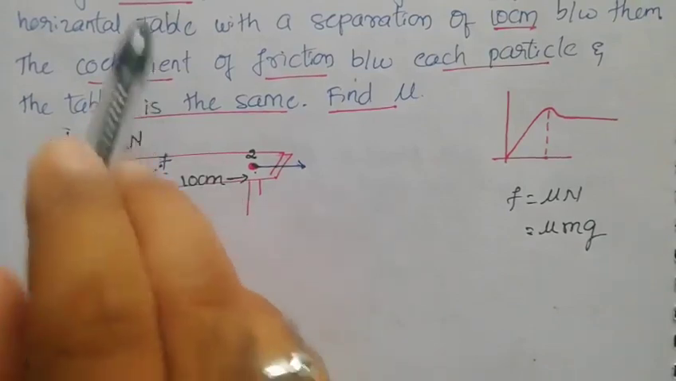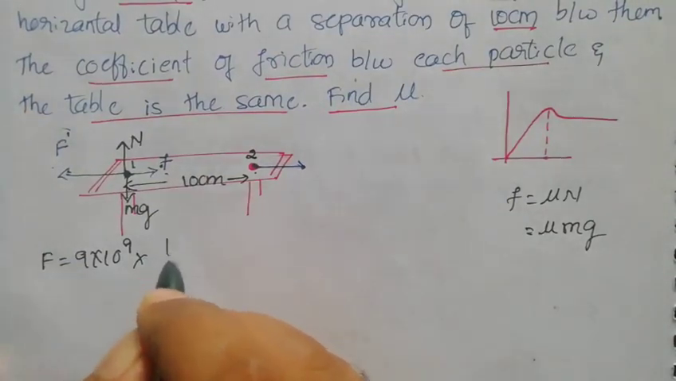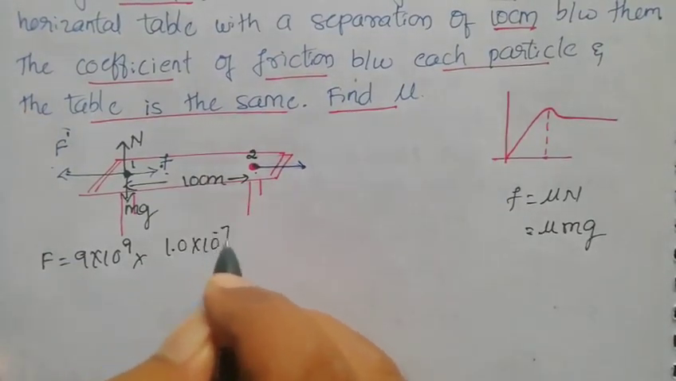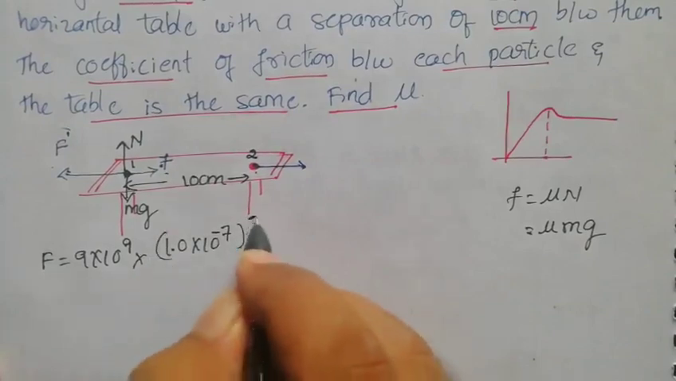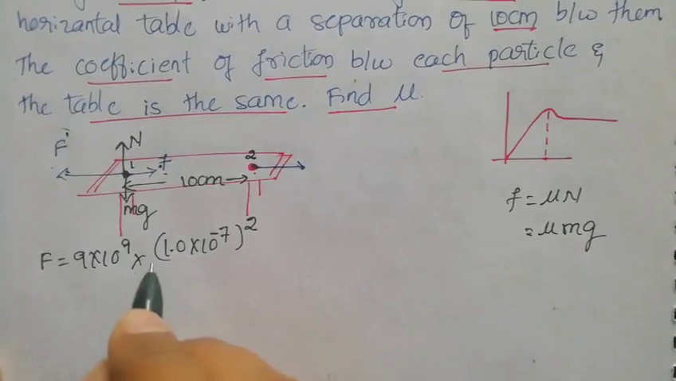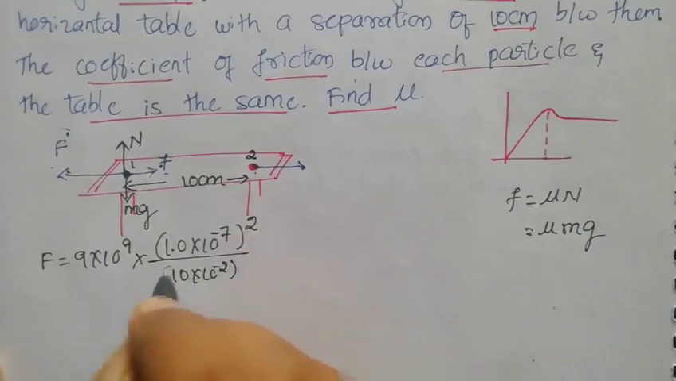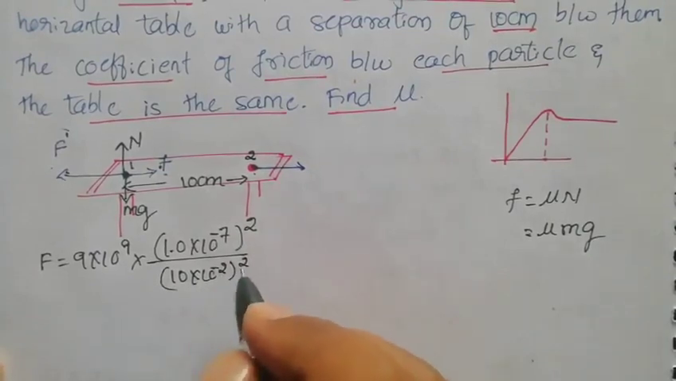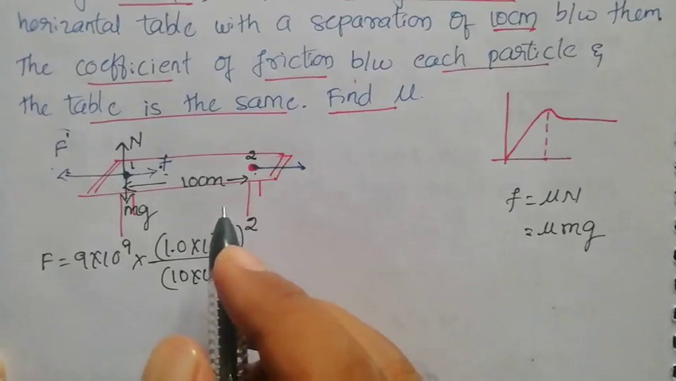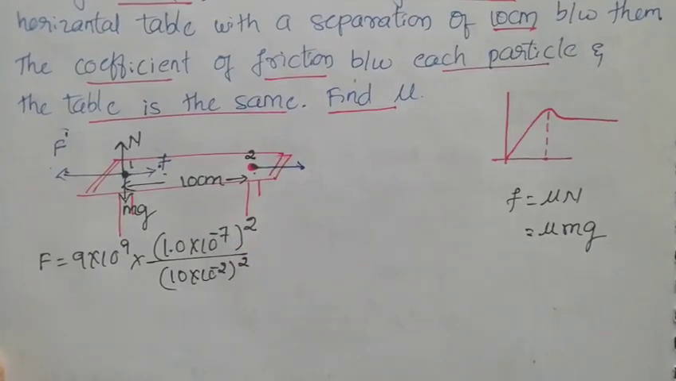The charges are the same, so each is 1.0 into 10 power minus 7. Let me write it as a whole square, because Q1 and Q2 are the same, divided by the distance between them, 10 centimeter, so 10 into 10 power minus 2 whole square. Why am I converting? Because centimeter is in CGS, and we need to use the SI system. We should always use one system of units.